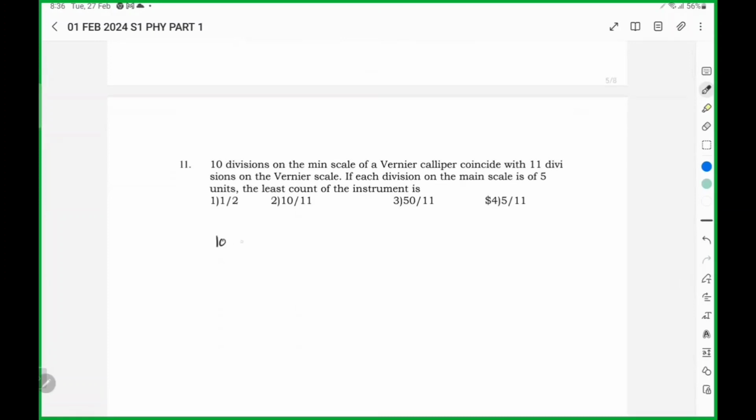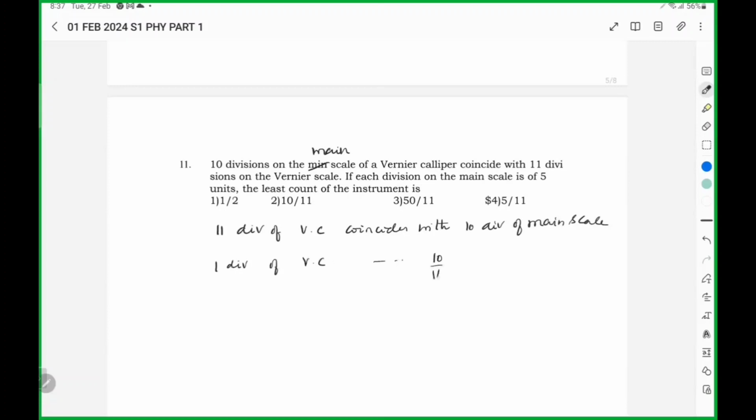Here, 10 divisions of main scale of vernier caliper coincide with 11 divisions of vernier calipers. So one division of vernier calipers is 10 by 11 divisions of main scale. So least count is one main scale division minus 10 by 11 of main scale division. And main scale division is 5 units. So the vernier constant or least count is 5 by 11.